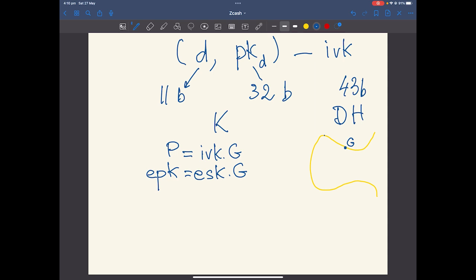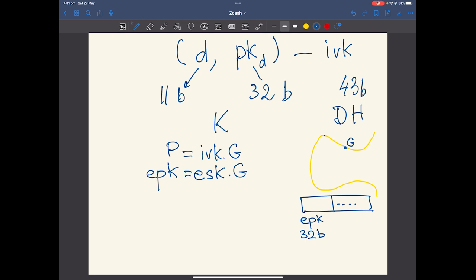Once he does this, he's going to put in the transaction, so the transaction has an output, and he's going to put in there EPK, 32 bytes, so that the receiver can know the EPK. He has EPK, and then he has the encrypted note. EPK is going to be transmitted in clear inside the output.